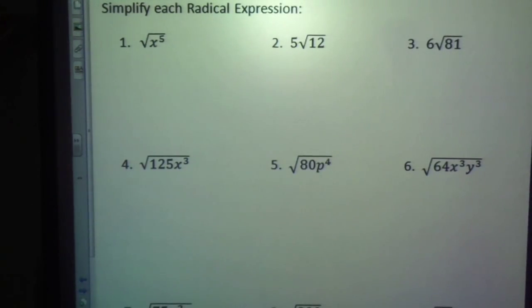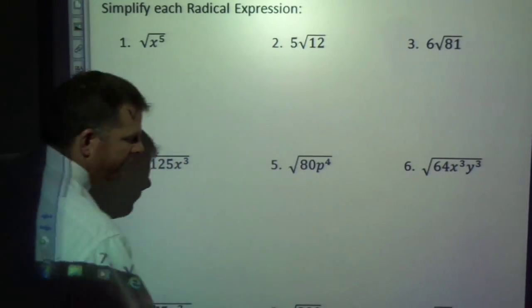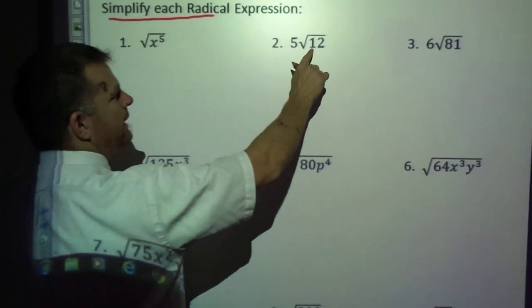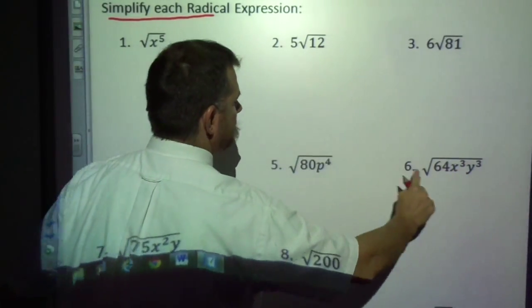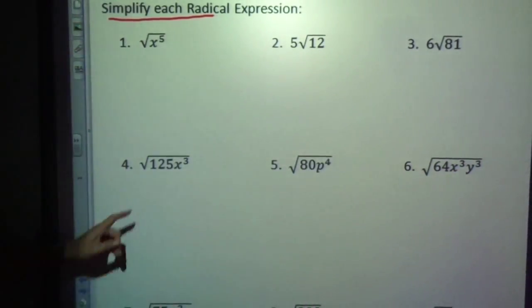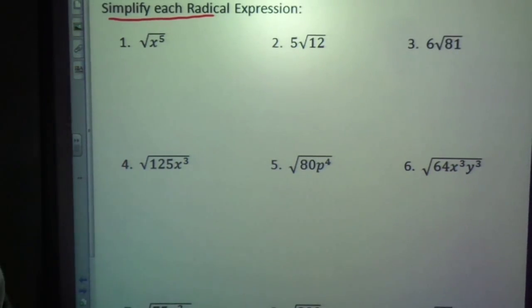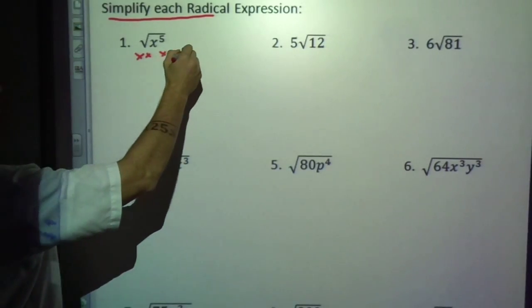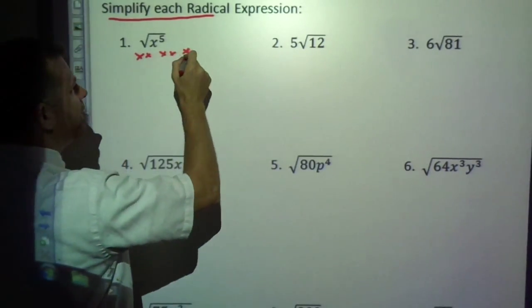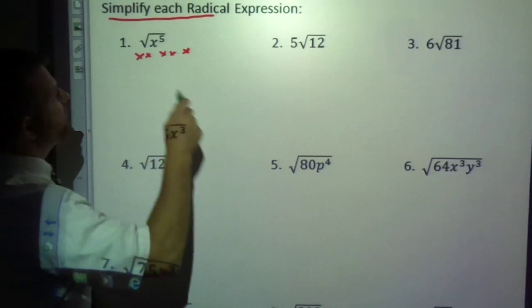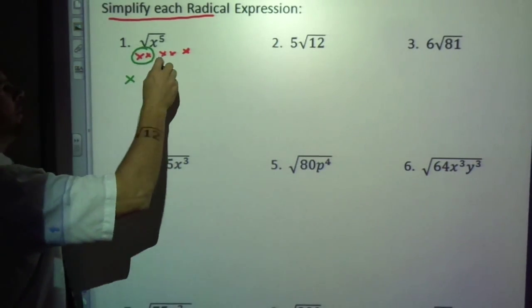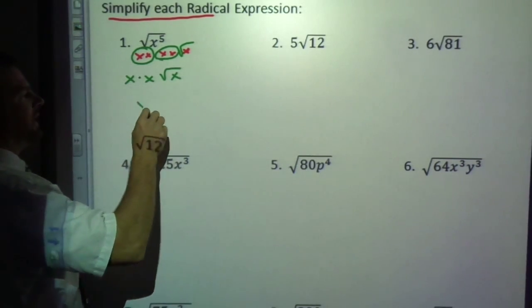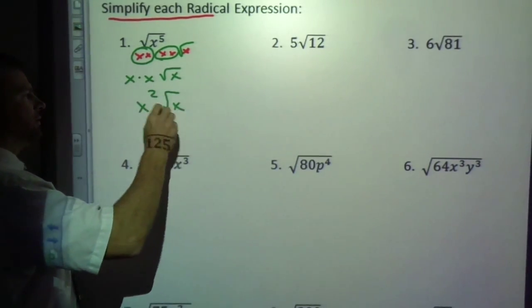Simplify each radical expression. When it says simplify each radical, what that means is make the part in the radicand as small as we possibly can. Write this number. This is 125. Can we make it a smaller number? Here with the x's, I have 5 of them. I know that every pair under a square root makes a number outside. So there's an x, here's an x, here's a leftover in the radical. So it's x squared radical x.